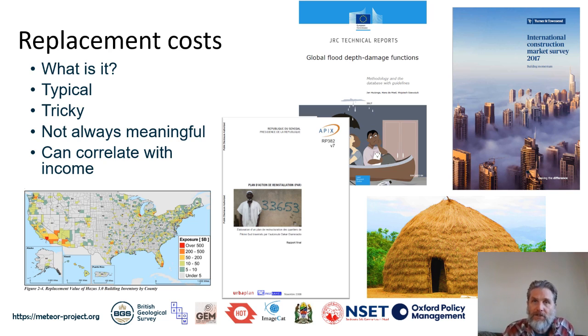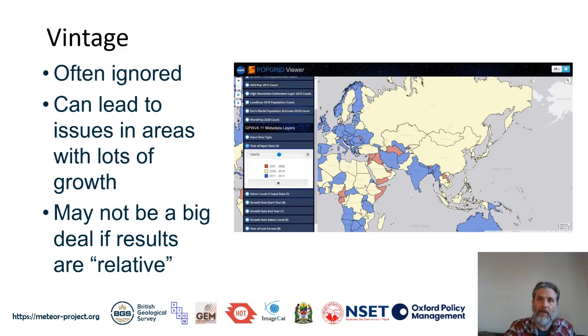Other sources, this JRC report here, that has global depth damage functions, also has valuation of structures based on GDP. Quite a clever method here that we've used in various circumstances. And then just looking at one of the regular pricing surveys, generally speaking, would apply towards only the most robust construction.